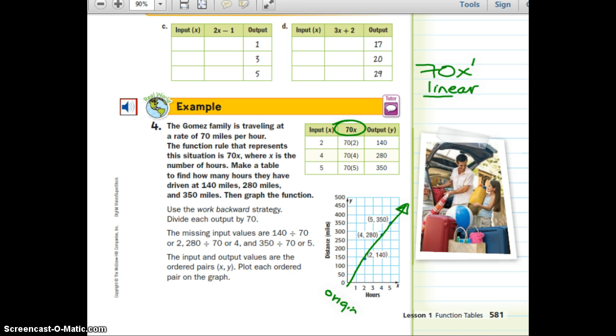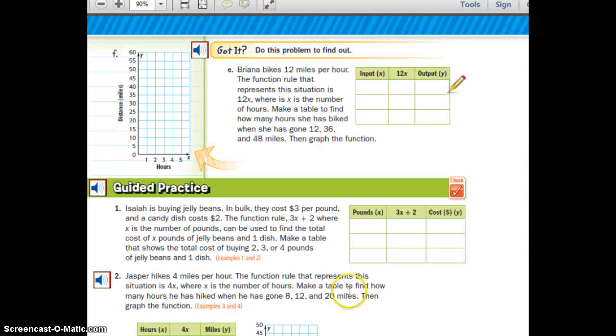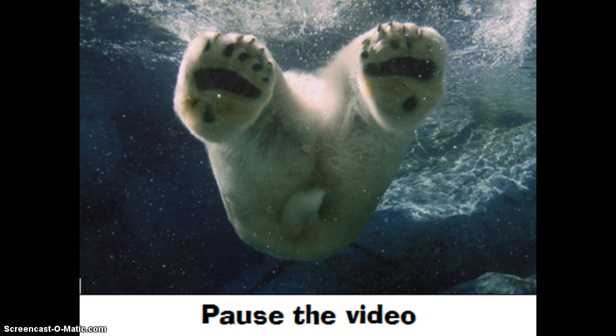So again, input to output, output to input. Input to output is straightforward. From output to input, you have to do the reverse operation or the inverse operation, and then you plot it. When it's first power, it's going to be a linear operation or a line. Okay, turn the page. So now it's your turn. They'll give you the output and the rule, and you're to find the input and then graph it. Pause the video.